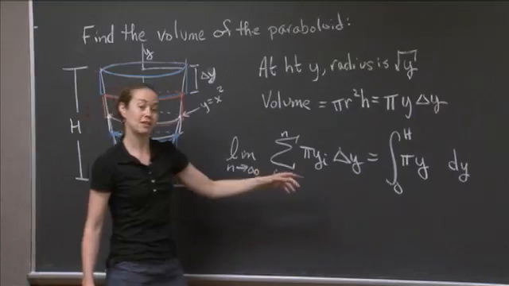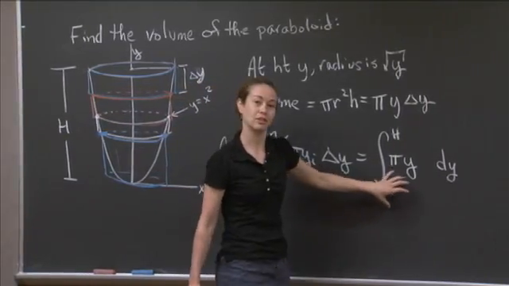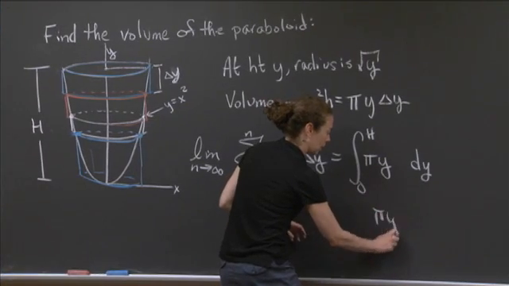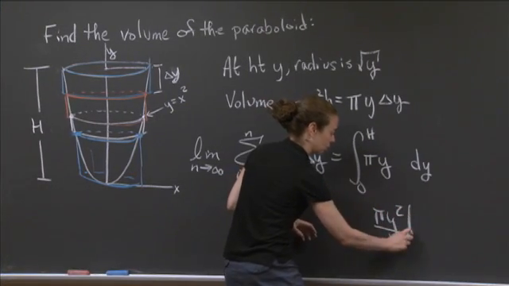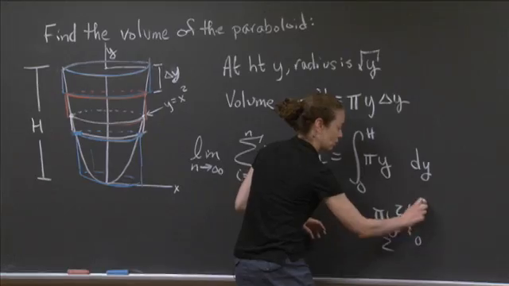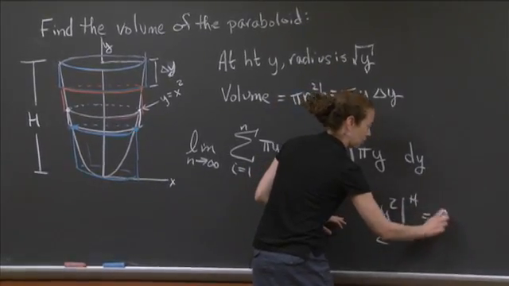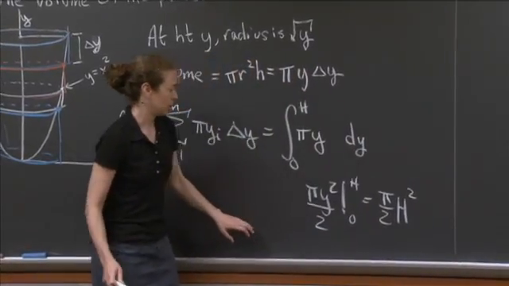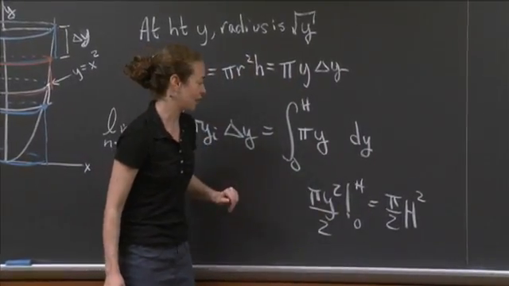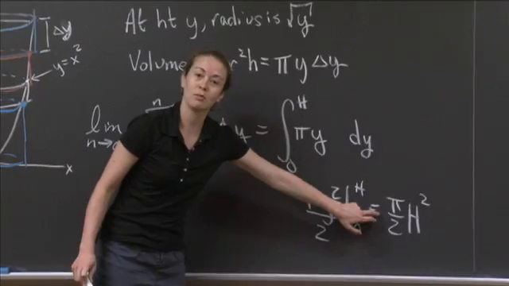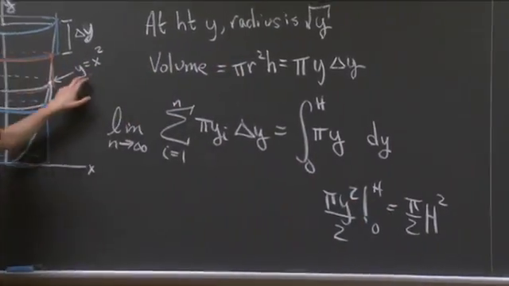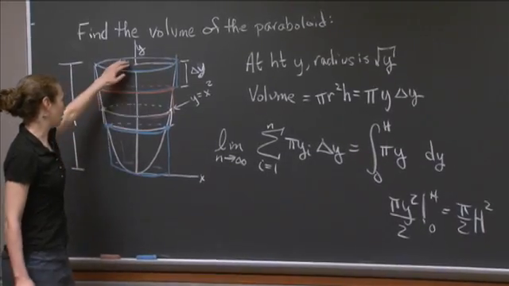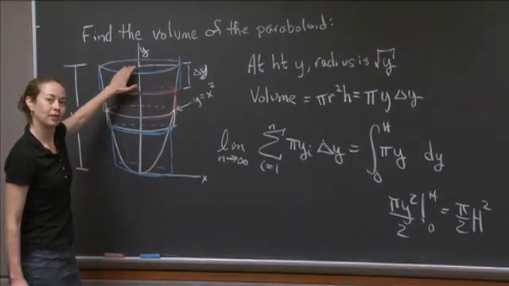Now this is a very easy integral to take, so you could actually evaluate this and find it. I believe you'll get something like pi y squared over 2 from 0 to h, so you should get something like pi over 2 capital H squared. You can check my math, but I think that's correct. So that is actually the volume of the paraboloid carved out by this particular curve, y equals x squared, at height capital H. So that's where we'll stop.